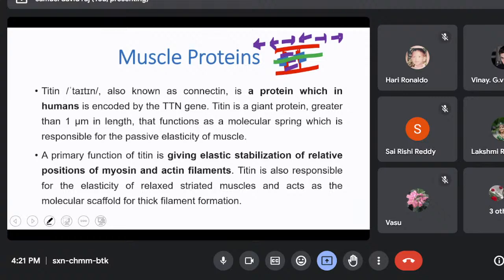So here, this titin, what does it do? It acts as a molecular spring and is responsible for the passive elasticity of muscle, so that overstretching of the muscle is said to be prevented. Thus, the primary function of this protein is giving elastic stabilization of relative positions of myosin and actin filaments during the process of contraction.